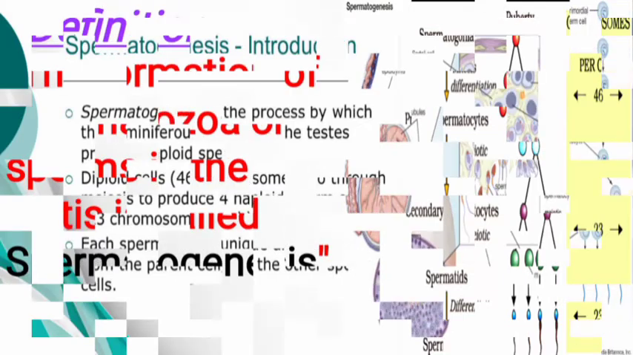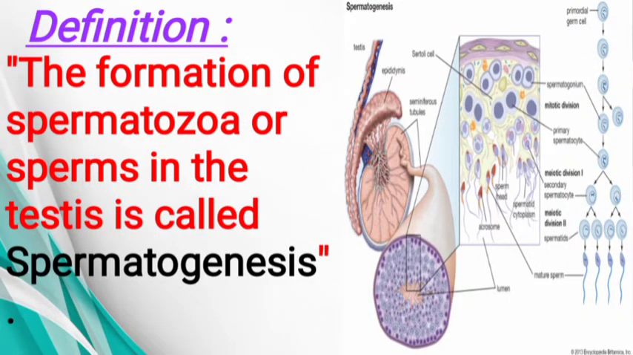Next, the definition. The formation of spermatozoa or sperms in the testis is called spermatogenesis. Here, we see spermatozoa or sperm formation in the testis. This is the testis. This process we call spermatogenesis. A pair of testes are found in males.